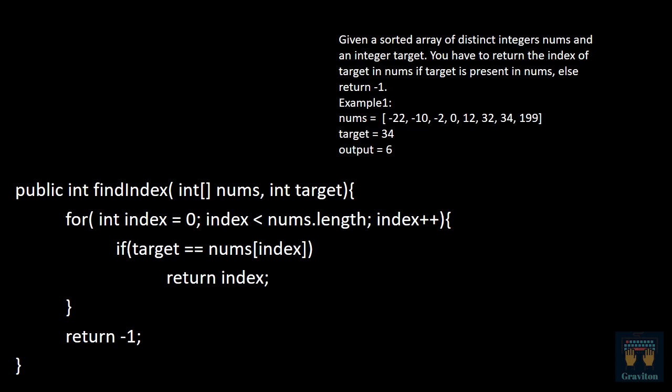So now the question is, is there some more information given in the question that we haven't used so far? Yes, the information given is that the array is sorted. This find index method would work even if the array was not sorted. But this additional information can be used to reduce the time complexity of our solution. So before using it, let's understand what sorted means.